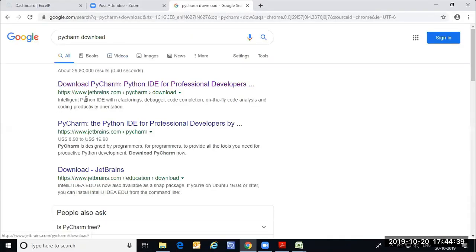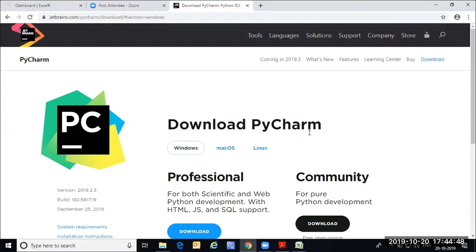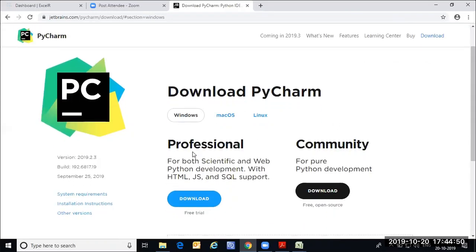This is basically from the organization called JetBrains. Just go to this download PyCharm link. So here you have two versions. One is the professional version, the other one is the community version. We don't need the professional version. This is basically a licensed one. You can go for this community version, just click on download and install it.